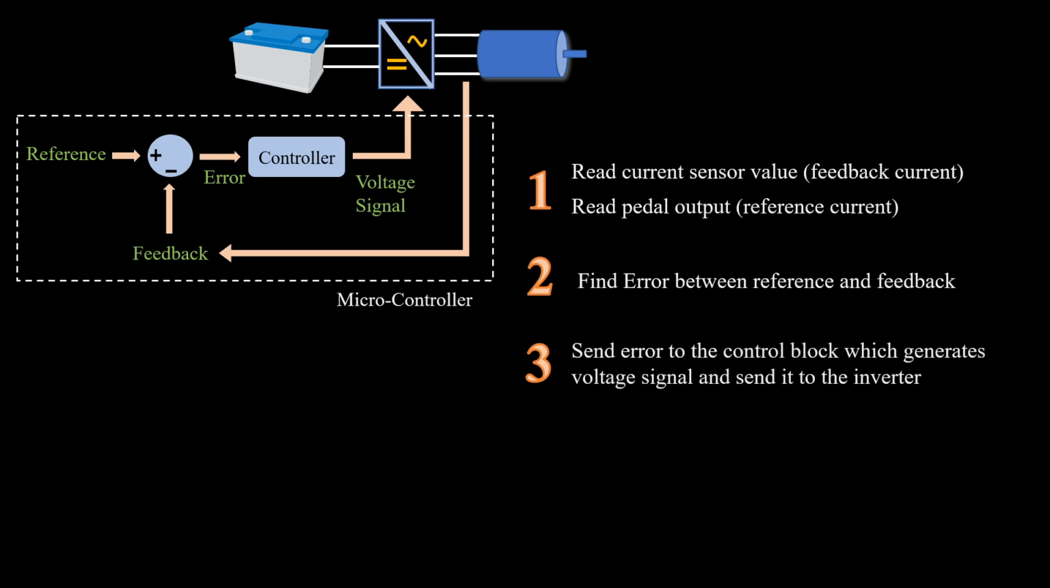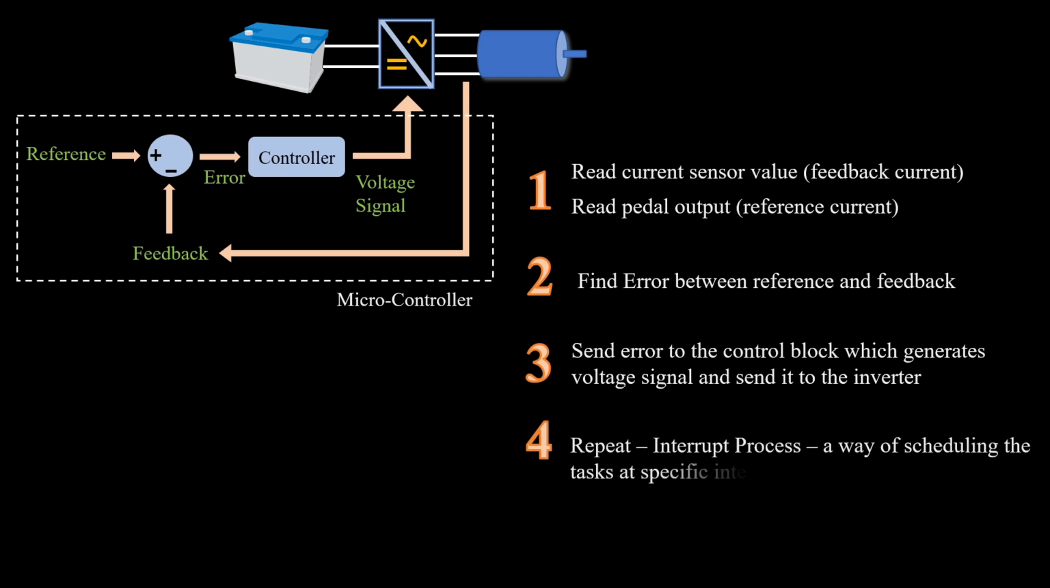And then it will keep repeating this process. All this happens as an interrupt in a microcontroller. An interrupt is a way of scheduling tasks at a specific interval. In this case, the tasks are steps 1, 2, and 3.